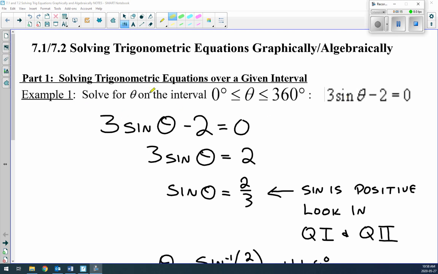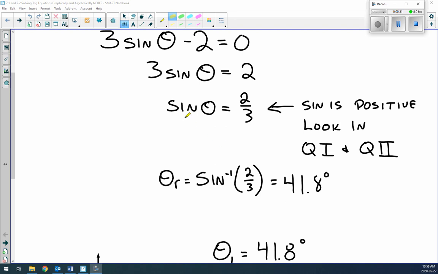So what we have here is we're going to solve for theta, and theta is between 0 and 360 degrees. This was from grade 11. So what we do is we rearrange this and try to solve for theta. You got to get theta by itself. So you move the 2 over to the other side, then you divide everything by 3. So we end up with sine theta equals 2/3.